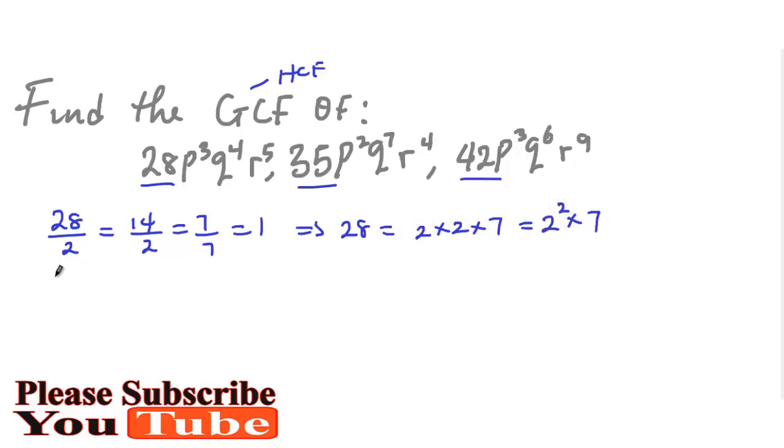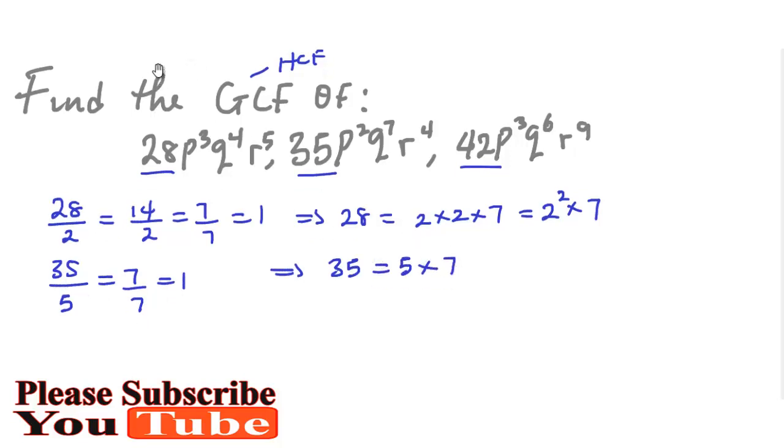All right, then for 35. So we can't divide 35 by 2. The next number we can use for 35 is actually 5, right? So that's the next prime number. So 35 divided by 5, that is 7. 7 divided by 7, that is 1. So this implies that 35 is equal to 5 times 7.